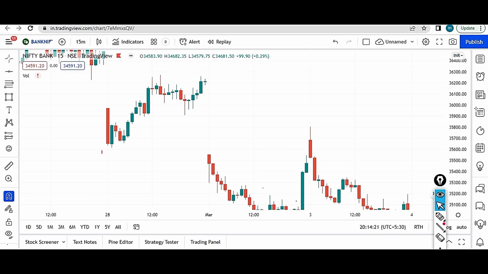For stocks, daily should be better. We shouldn't go below the daily time frame. If you go for 15 minutes or 30 minutes, you will find a lot of noise. It will be messy. Okay, let's figure out inside bars on Bank Nifty.